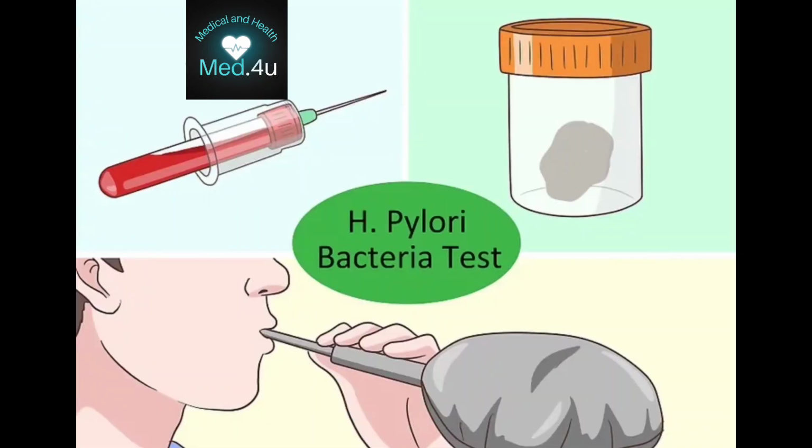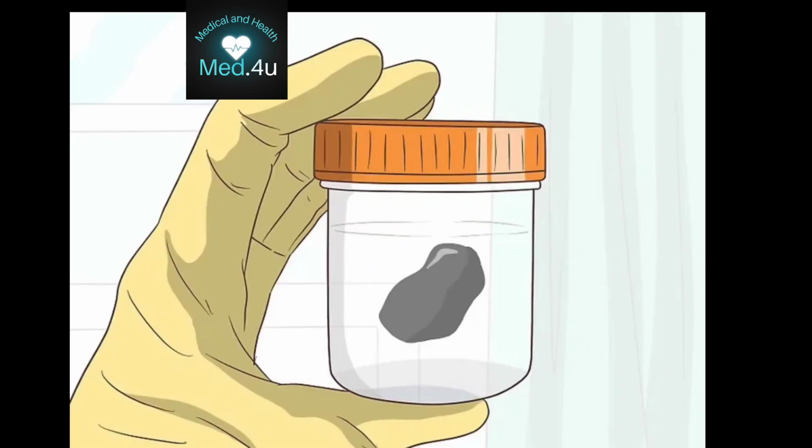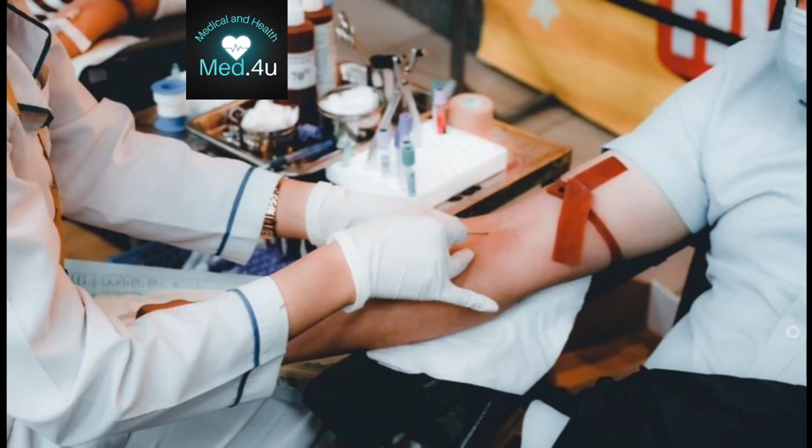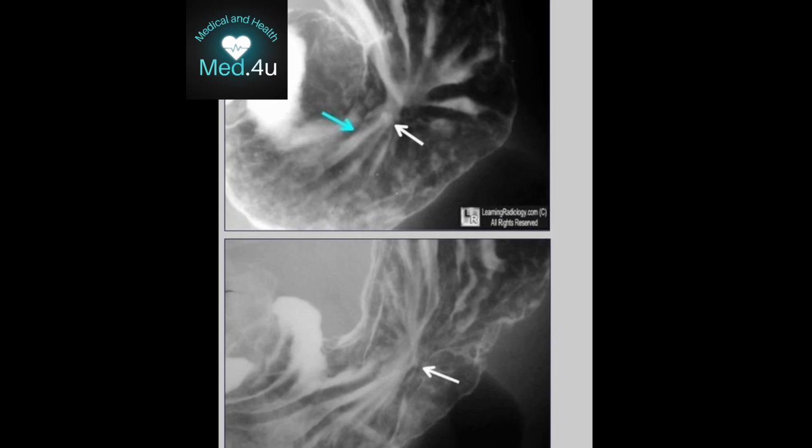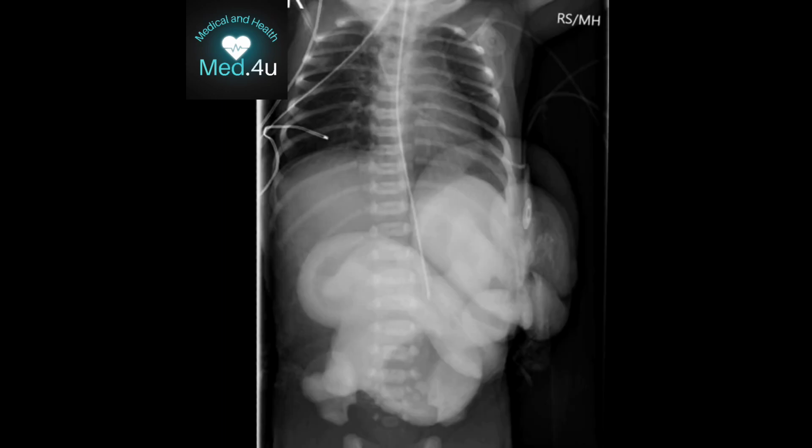2. Diagnostic tests for H. pylori. Urea breath test, the patient consumes a urea solution. If H. pylori is present, urea breaks down into ammonia and carbon dioxide, detected in the patient's breath. Stool test, for the presence of H. pylori antigens or hidden blood. Blood test, for H. pylori antibodies. 3. Barium radiography. Alternative method: the patient drinks a barium solution, and imaging is performed to visualize the shape and condition of the stomach and duodenum.